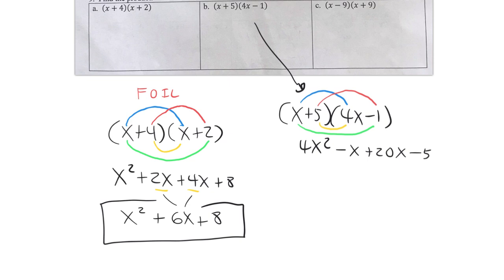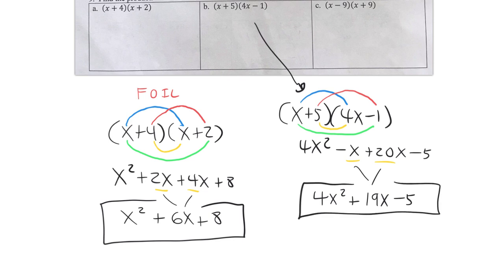As before, we have the 2 middle terms that we can combine into like terms. It's the case that negative x plus 20x is 19x. So we're ultimately going to have 4x squared plus 19x, because negative x plus 20x is positive 19x, minus 5. And that's going to be the final answer with that one.